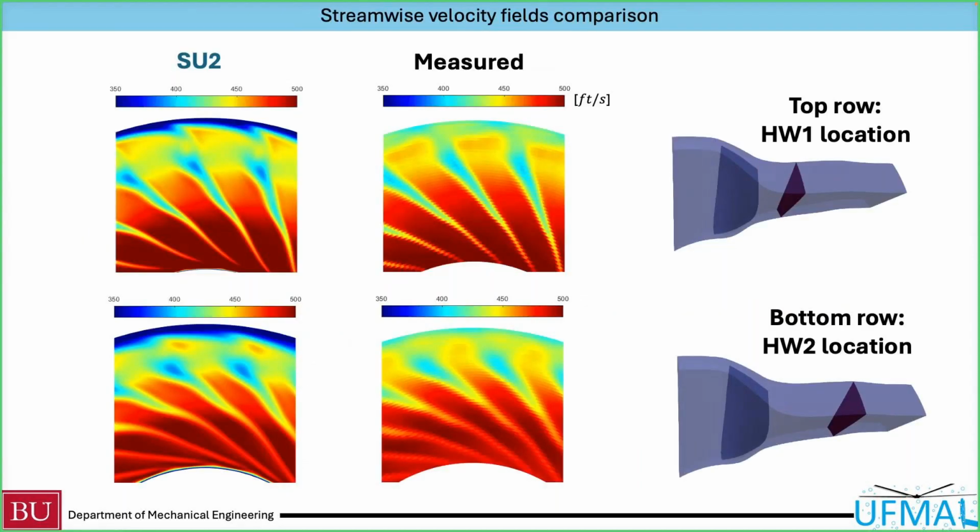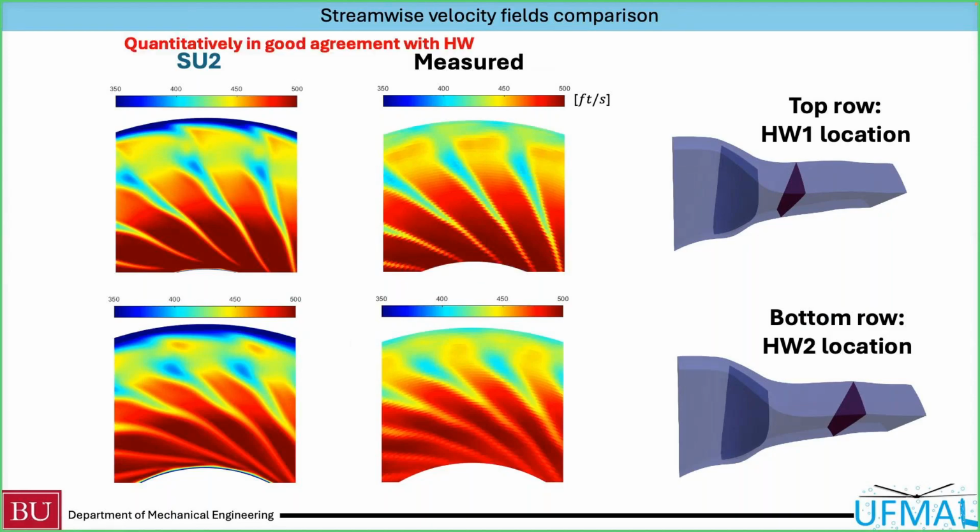Starting with the qualitative comparison. The color plot here represents the streamwise velocity at two hardware survey locations. Left column is the SU2 solution, and right column is the experiment. Also note that the boundary layer is not measured by the hardware, so the probe wasn't moved all the way to the wall. So the shaded gray area here is not included in the experiment measurement.